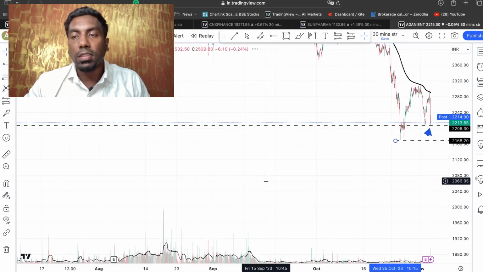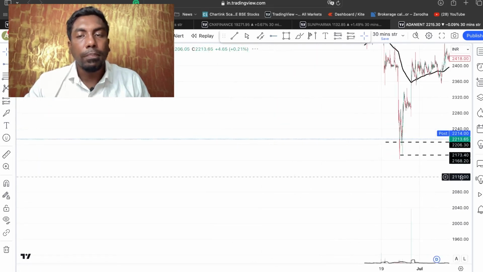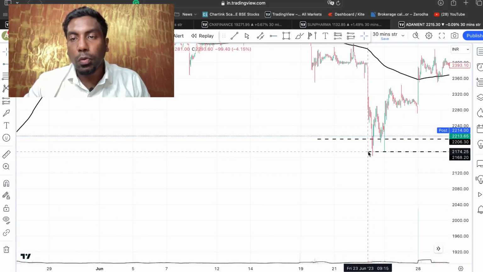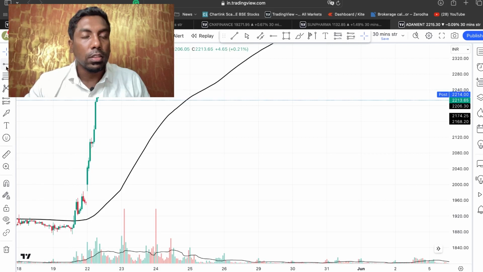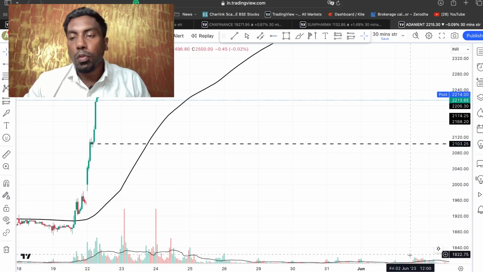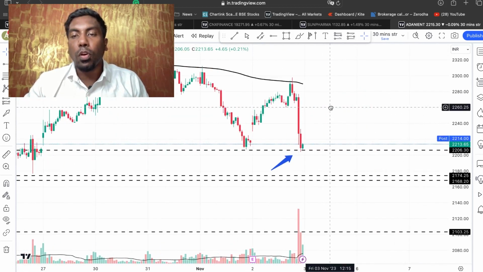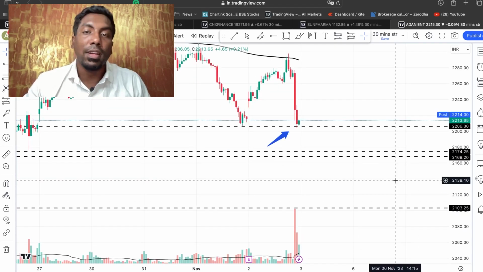The first target which I would suggest is 2168, and later on you can go for this target, which is very clear here. The second target would be 2173, and the final target which I would suggest is this one, you can go for 2103. So these are the levels in Adani Enterprises. You have to patiently wait for 2206 to be crossed, and then 2174, 168 and 103 are the levels.